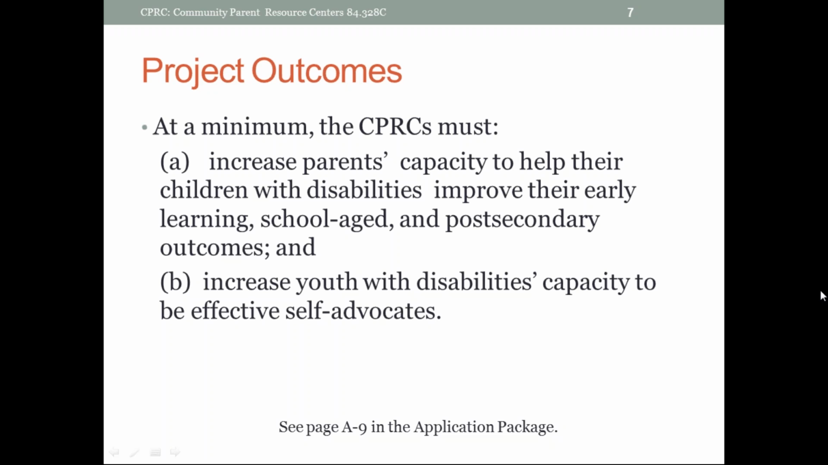Is that a misrepresentation? Both of these outcomes have to be addressed in your application. How much weight you give to each of these project outcomes depends on how you structure your project. There is nothing in the application to say that an equal amount of resources and effort must go to these two outcomes. You can decide which ones you're going to give greater priority to in addressing these. Okay?